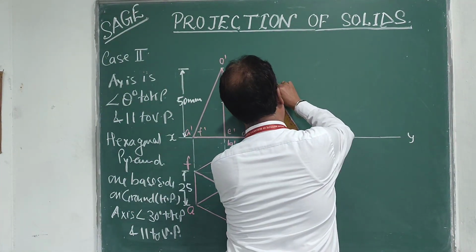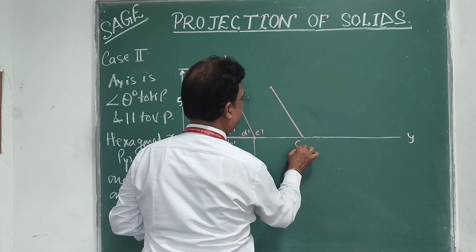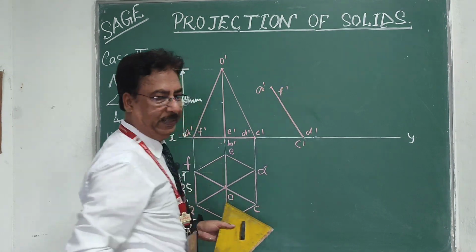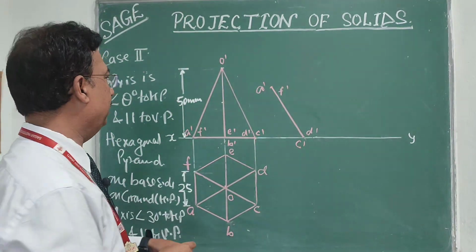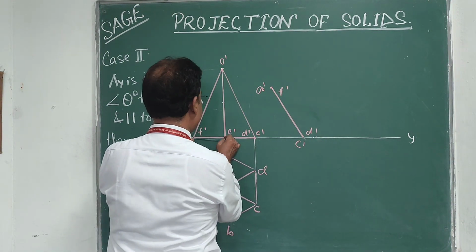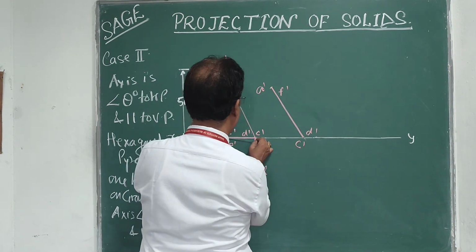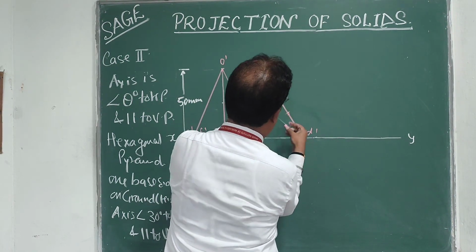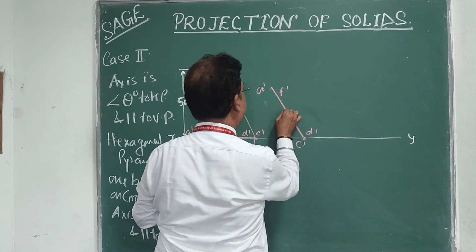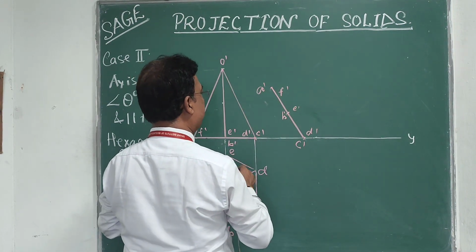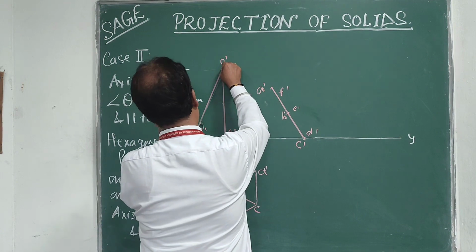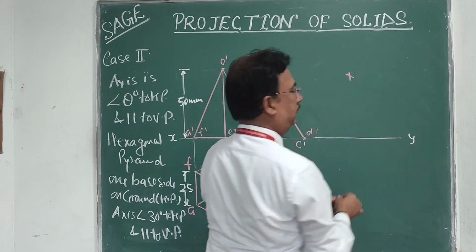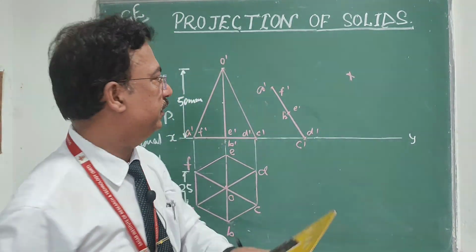So I have copied the base, and this point will be C dash and D dash, and this point will be A dash and F dash. Same way I can mark the middle points, so that is B dash and E dash. Now with reference to this figure, I will copy the whole triangle by this arc method. So using these two arcs, I can copy this figure.